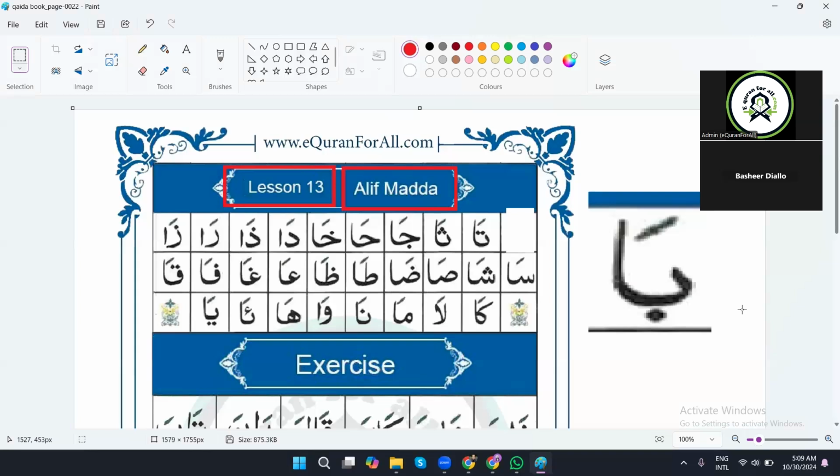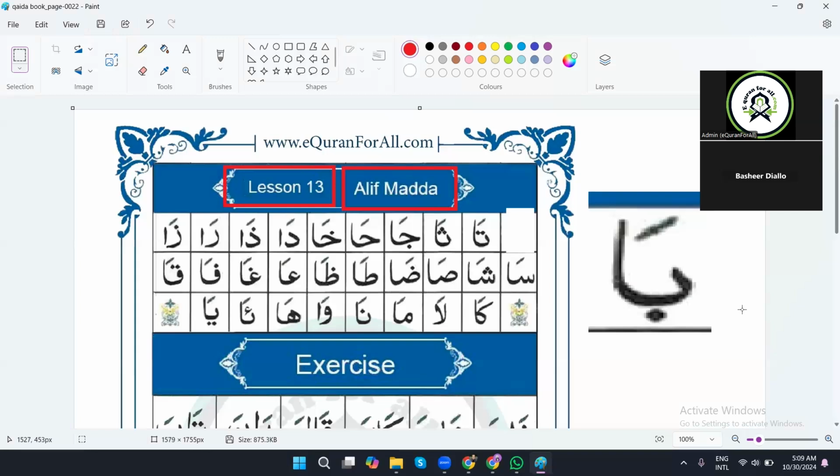Okay, can you tell me what is the first condition of Alif Madda? When Alif has no sign on it. Very good. Excellent. When Alif comes without a sign.